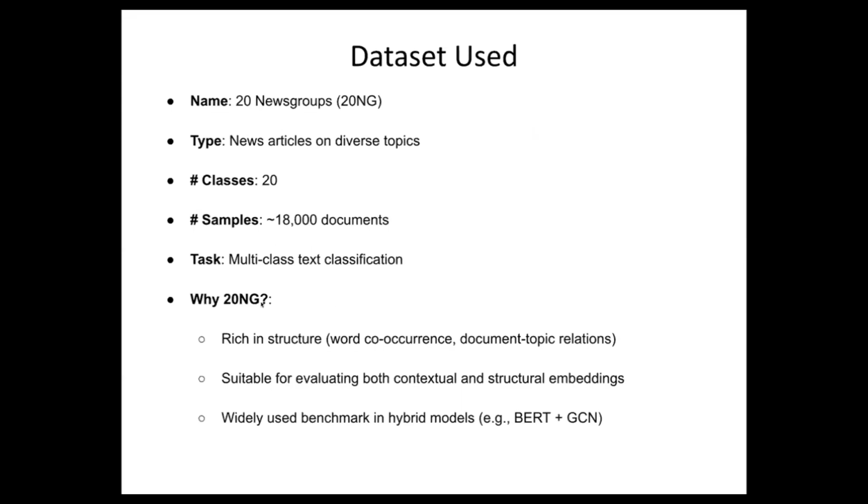So the dataset that we used is the 20 NG newsgroup dataset. It's a popular benchmark dataset of around 18,000 news articles spread across 20 classes. We chose this dataset for its diversity and structure, and also because it is very widely used in prior hybrid modeling work. So it provides a solid ground for comparisons.